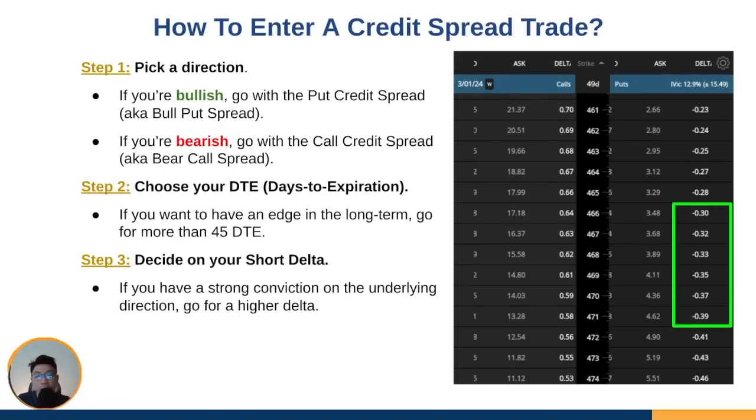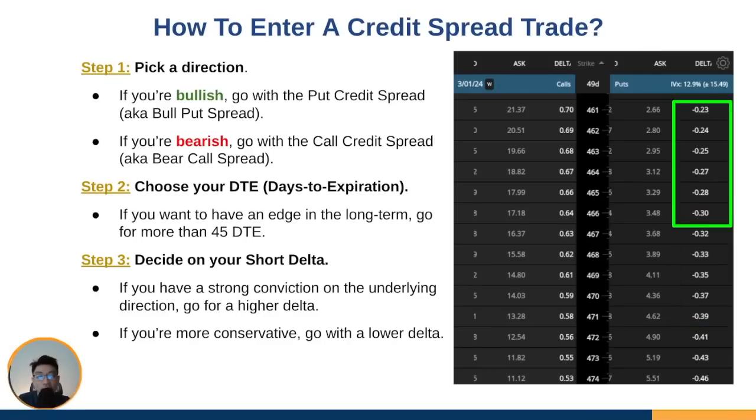If you have a strong conviction on the underlying direction, go for a higher delta. In this example, we are using the put credit spread. So you want to go somewhere from around 40 deltas to 30 deltas if you're pretty strong in your conviction. And if you're a little more conservative and want a higher win rate, then you go anywhere around 30 to 20 delta, something like that.